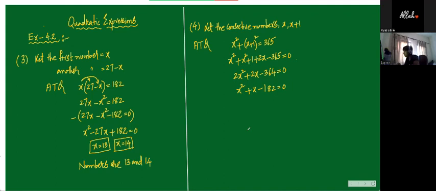x plus 14, x minus 2. Same way, the answer is correct. x is equal to 13 and x is equal to 14. These are the two consecutive numbers, 13 and 14. Next question.